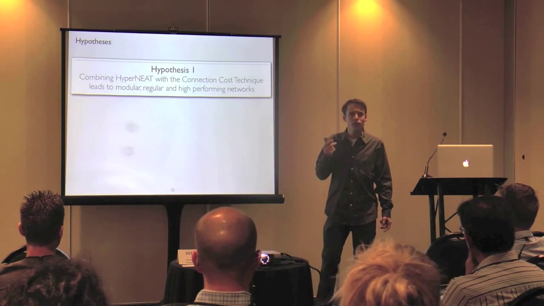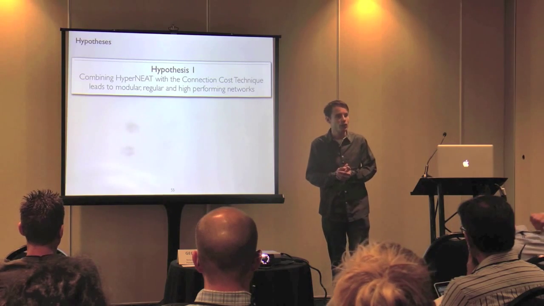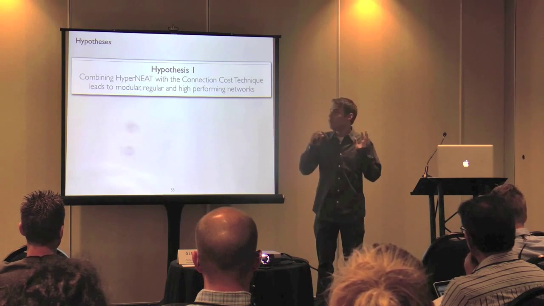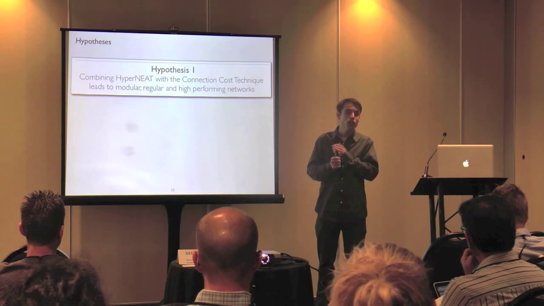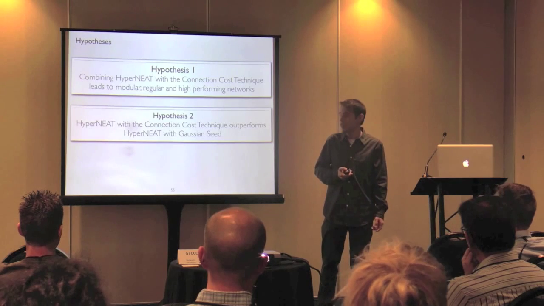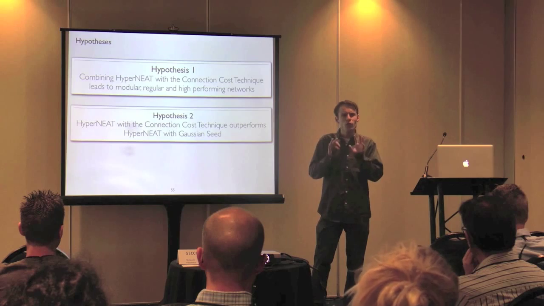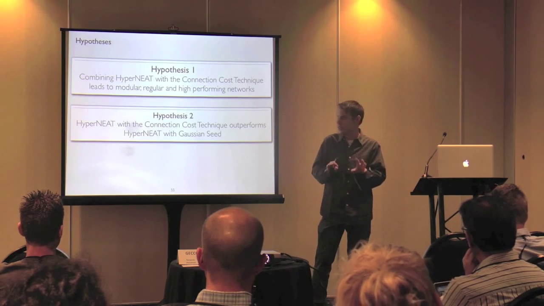We want to test two hypotheses here, namely that combining HyperNEAT with the connection cost creates networks that are modular, regular, and high-performing. And the second is that HyperNEAT with the connection cost will outperform HyperNEAT with the Gaussian seed.